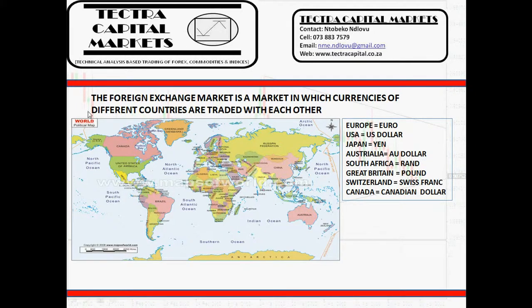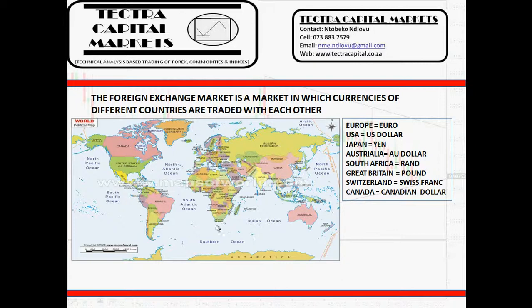For example, the United States uses the dollar as a local currency, South Africa uses the rand, Australia uses the Australian dollar, Japan uses the Japanese yen, and all these currencies basically have one very simple job, and that is to serve as a medium of exchange. The unit of the local currency also serves as a unit of measure, but for our sake we'll just view it as a medium of exchange.